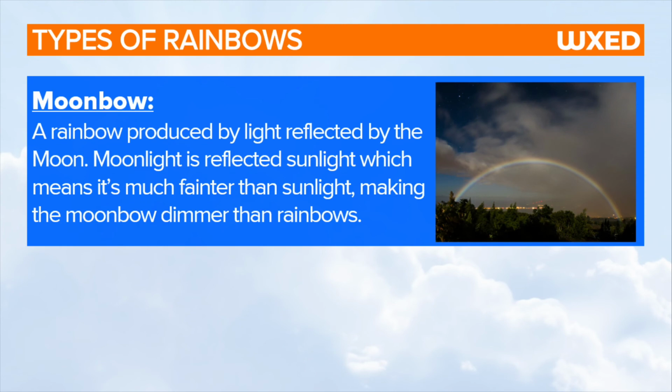And lastly, we have our moonbow, which is a rainbow produced by light reflected by the moon. And moonlight is actually reflected sunlight, which means it's much fainter than sunlight, making the moonbow dimmer than rainbows.